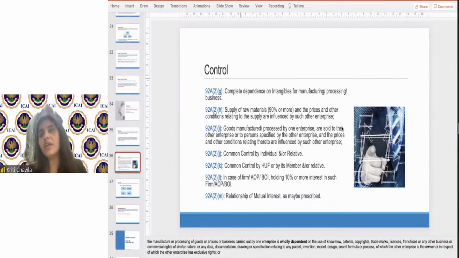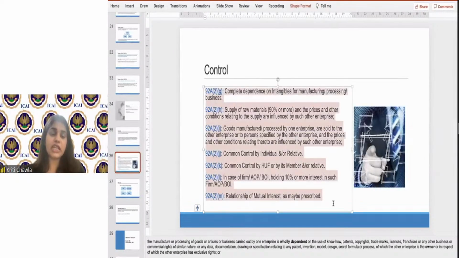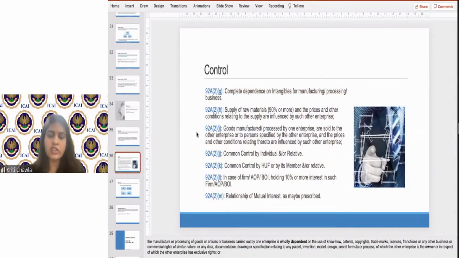What you will have to do is look at the entire section, because what I've done is these are not the language that is provided in the law. So I would suggest that you look at the language which is provided in section 92A2B, 92A2. And if you have any questions, we can discuss them after that. But I would suggest go through the language of the law first.